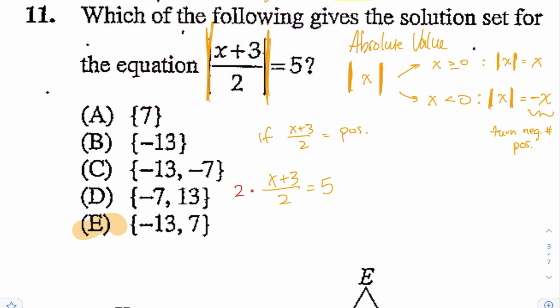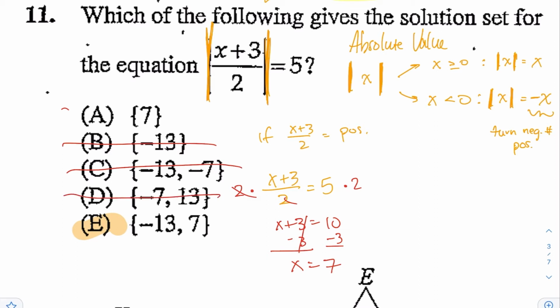So you would multiply by 2 on both sides, get rid of the denominator, and you get that x plus 3 is equal to 5 times 2, or 10. And then when you subtract 3 on both sides, x could be equal to 7. So positive 7 is one of the choices. So it could be A, B is going to be wrong, C is going to be wrong, and D is going to be wrong because you need positive 7 as one of the numbers.